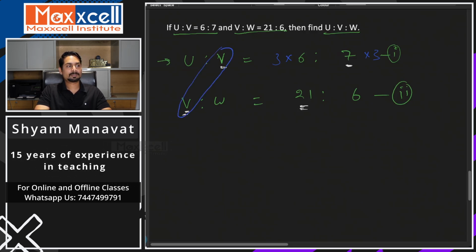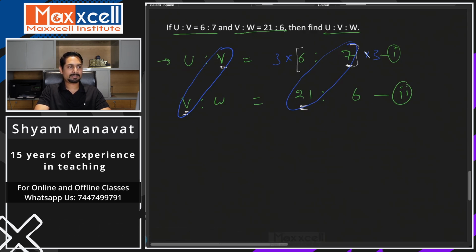Let me repeat. If you find the same variable on one side, but on the other side it represents different values, it's your duty to make them equal. How will you make them equal? Do some multiplication or division, but make them equal. Here I have 21 and here I have 7. I know 7 threes are 21, which will make it equal. If I multiply by 3, I need to multiply this entire ratio, 6 and 7, by 3.